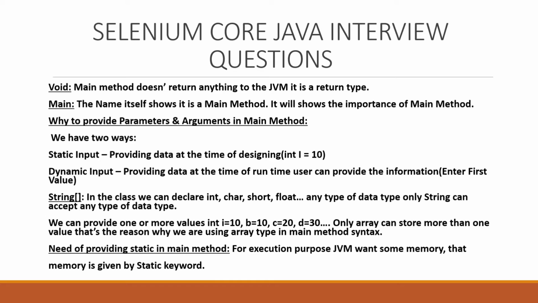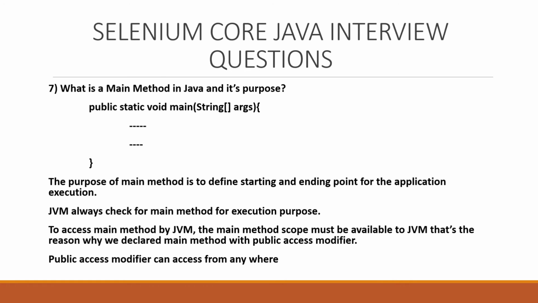With the help of string we can accept any kind of data type, either character or integer or short or float, anything. We can accept all these data types with the help of string only. That's why we mention string inside the main method. We can provide one or more values, for example integer a equals 10, b equals 10, c equals 20, likewise. Only an array can store more than one value.